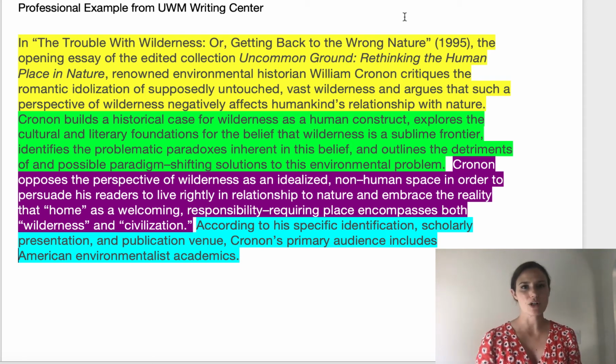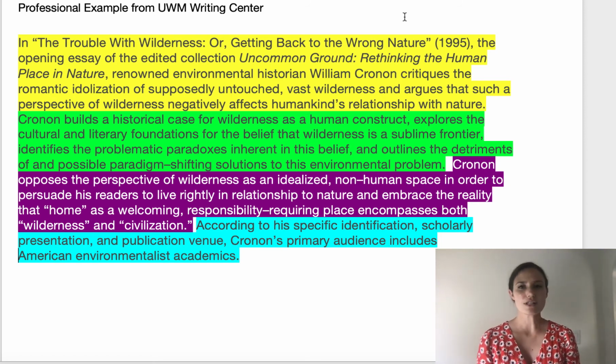In "The Trouble with Wilderness, or Getting Back to the Wrong Nature," the opening essay of the edited collection Uncommon Ground: Rethinking the Human Place in Nature, renowned environmental historian William Cronon critiques the romantic idolization of supposedly untouched vast wilderness and argues that such a perspective of wilderness negatively affects humankind's relationship with nature.